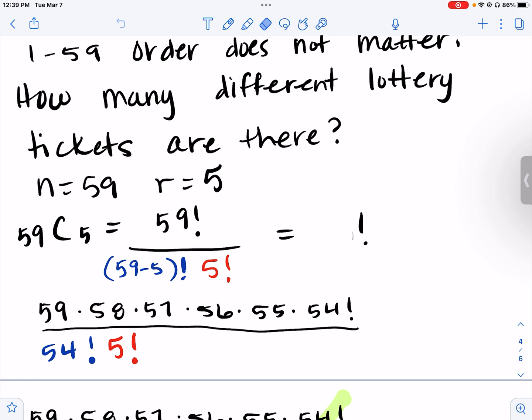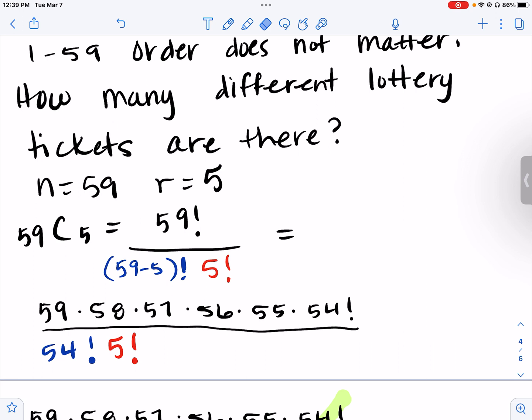Now let me erase this. Okay, so what is the 59 factorial on top? Okay, let's hold off on that. Let's look at what we have on the bottom. 59 minus 5 in parentheses equals 54. We do that first. So on 59 factorial, we don't have to go all the way down to times 1. We can stop at 54 factorial on top to divide out with the 54 factorial on bottom.